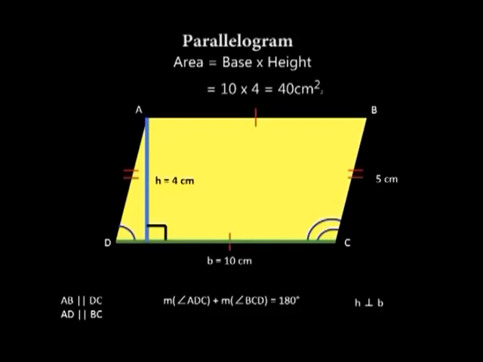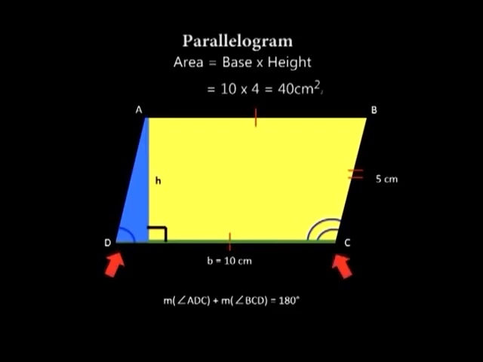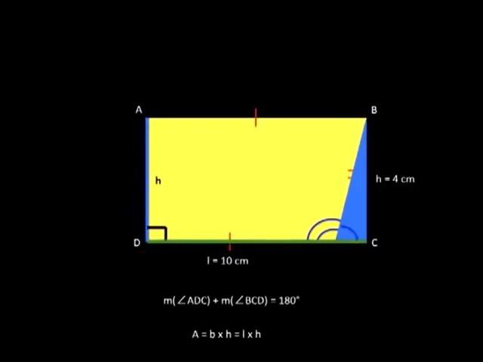Let me help you visualize why the area of a parallelogram is given by base times height. When I placed the perpendicular height here, I created a triangle, the blue region. And because this angle and this angle are supplementary, I will lift the triangle and connect it to the other side here. Now we have formed a rectangle ABCD with the height of 4 centimeters, a length of 10 centimeters, and therefore an area of 40 square centimeters. So when we use the formula for a parallelogram, we are actually calculating the area as though the parallelogram were a rectangle.